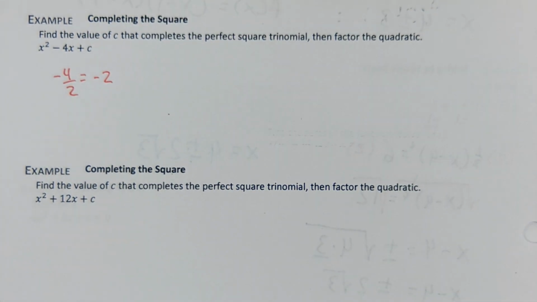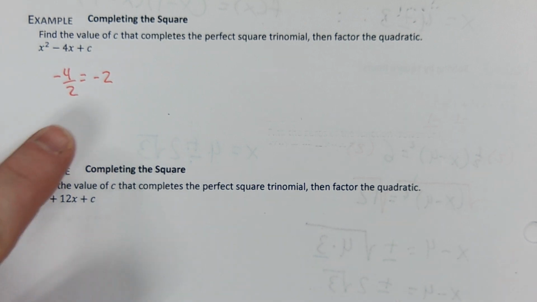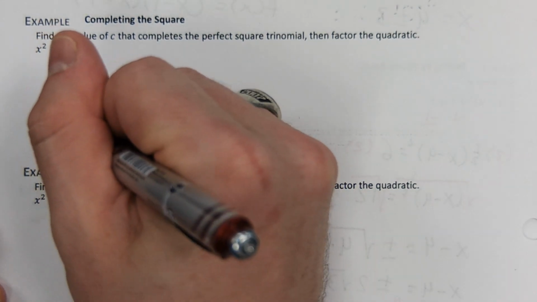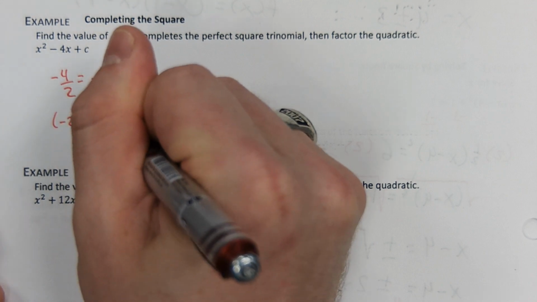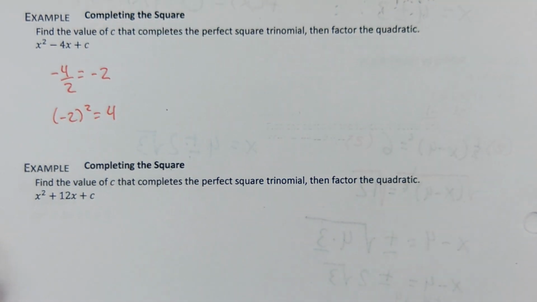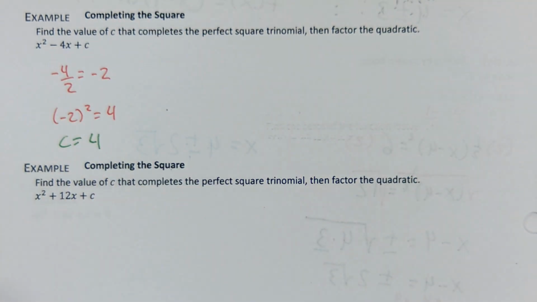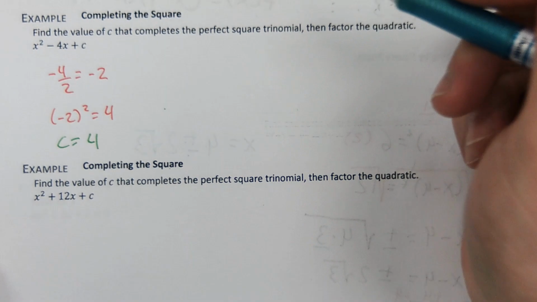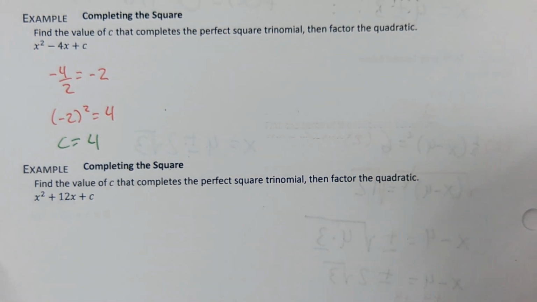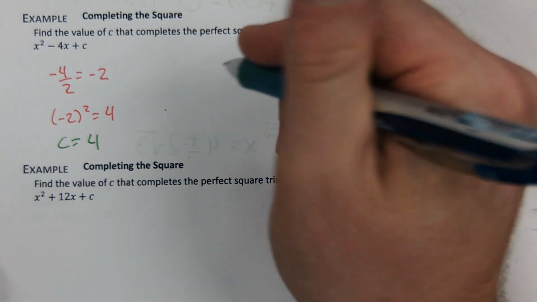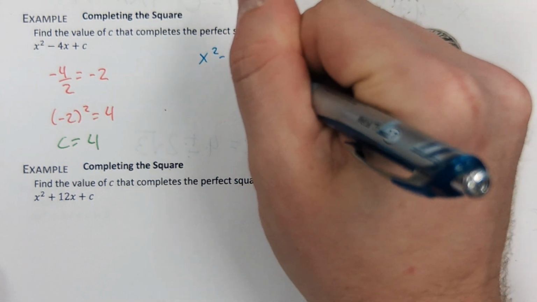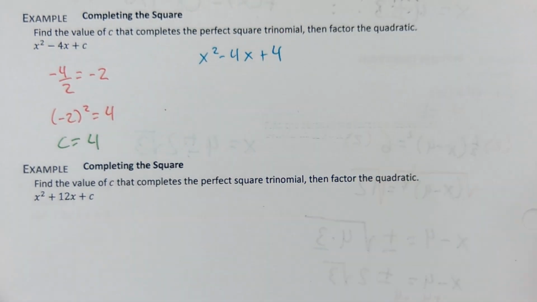And then remember that number at the end is b squared. So you take this number and you square it. That is your magic c value. Our perfect square trinomial is completed, see, completing the square. It's completed when we say x squared minus 4x plus 4.